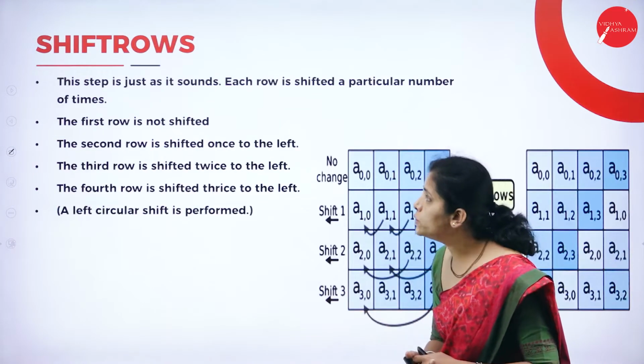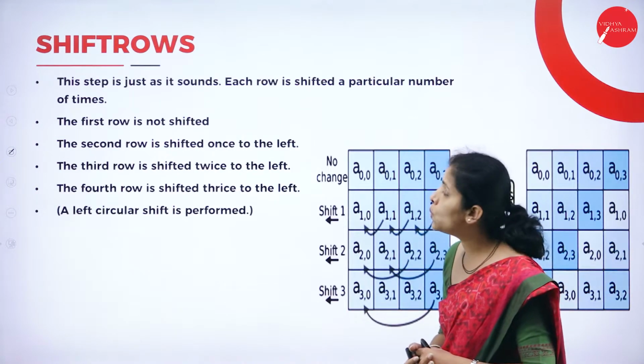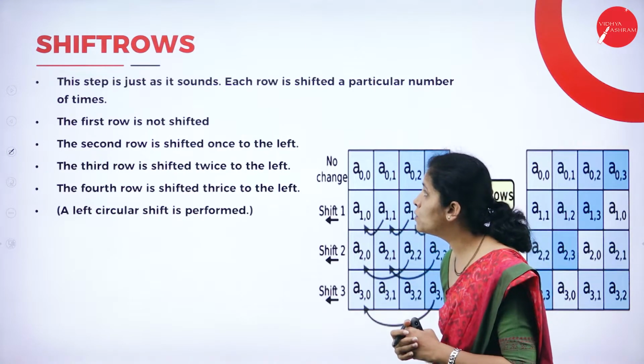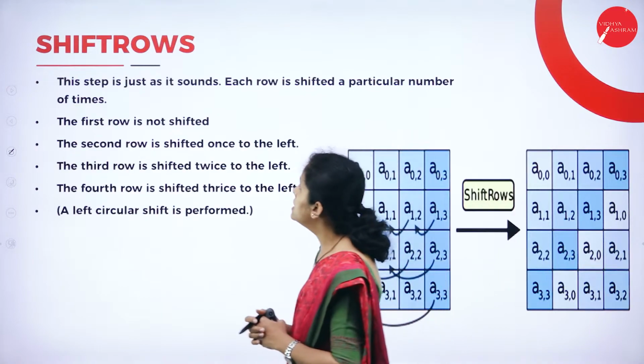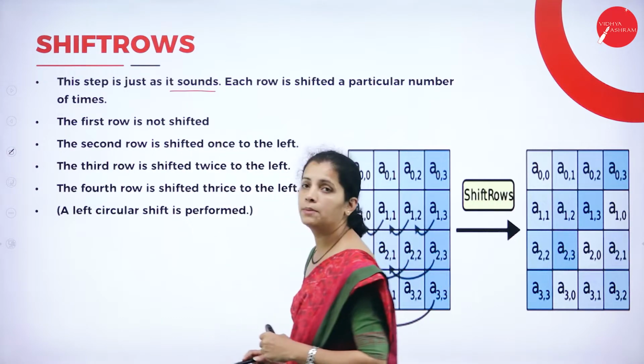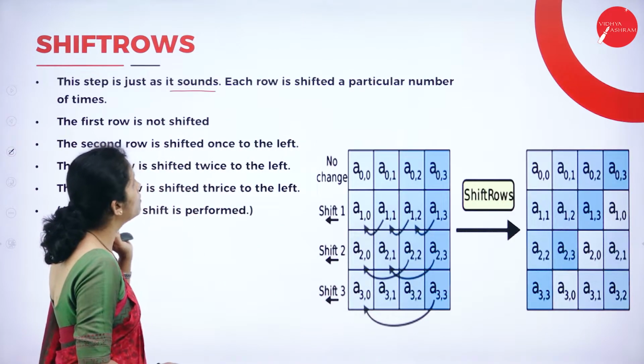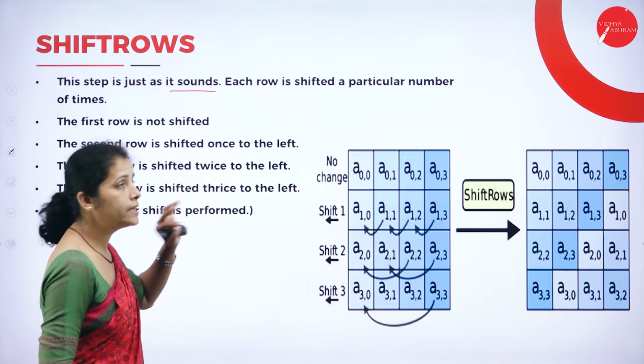Now, I'm going to have shift rows. That means I want to shift the rows. And how am I going to shift the rows? This step is just as it sounds. That means I'm going to shift the rows. And while shifting the rows, I want to follow certain rules.